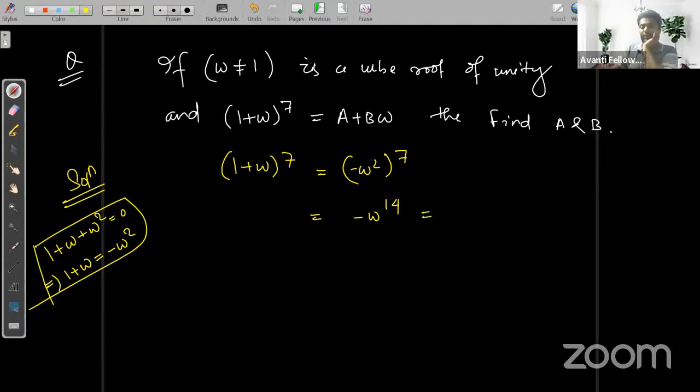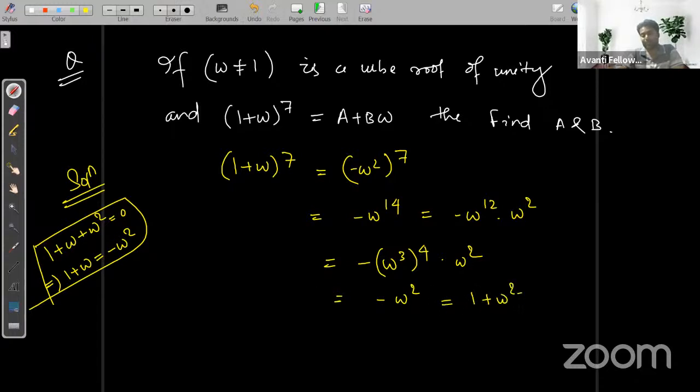Now, we can write this as minus omega to the power 12 into omega square. Is there any problem? No. Omega to the power 12 can be written as omega cube to the power 4. When the power is a multiple of 3, this becomes 1. So this is equal to minus omega square. Minus omega square is also written as 1 plus omega. So 1 plus omega is equal to a plus b omega.